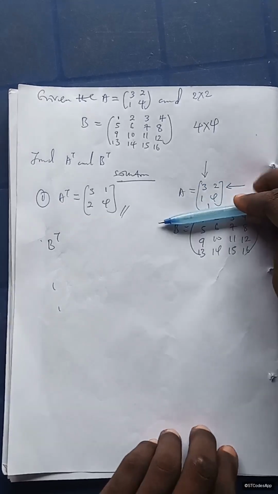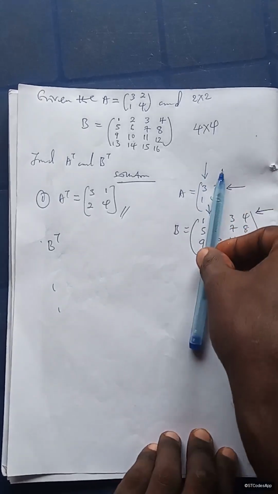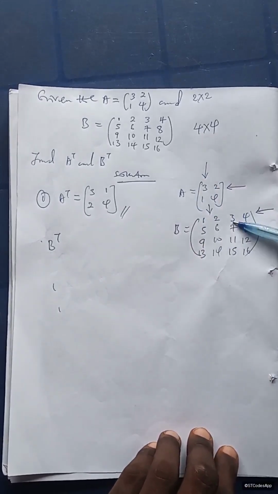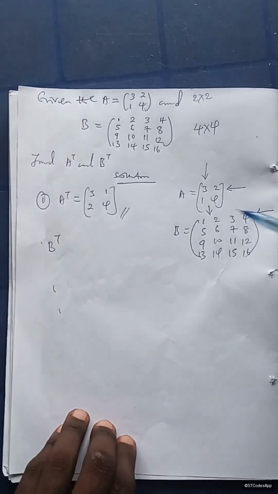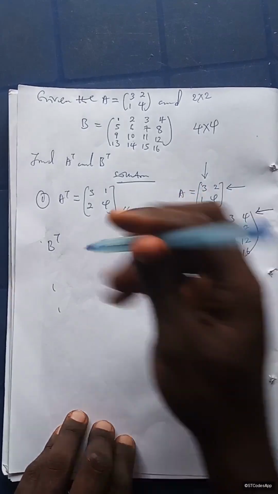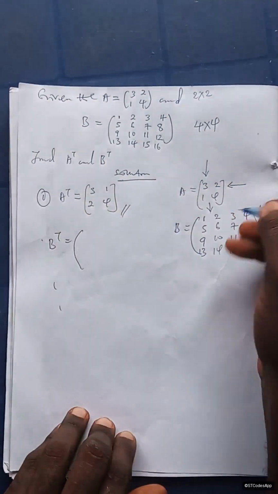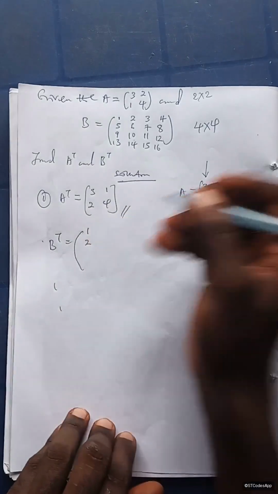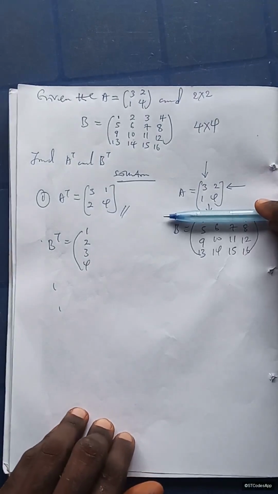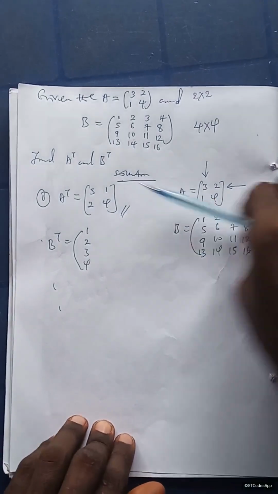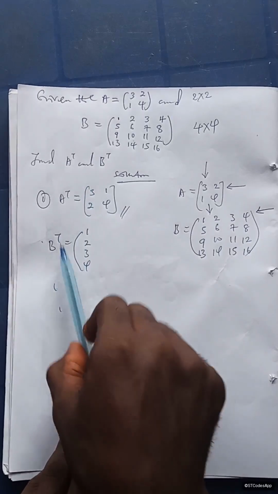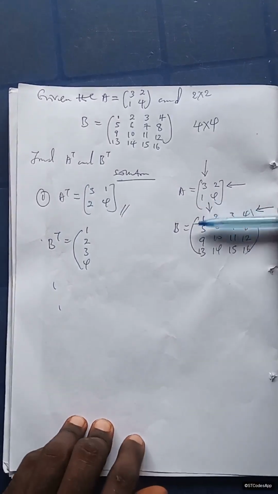Now, taking the first row we have here, 1, 2, 3, 4. Taking the first row and tilting it in this direction, we are going to have 1 first, 2 second, 3 third, and 4 fourth, in terms of the position of our first column. So this will become 1, 2, 3, and 4. So invariably now, our first row in the matrix B has become our first column in the matrix B transpose.